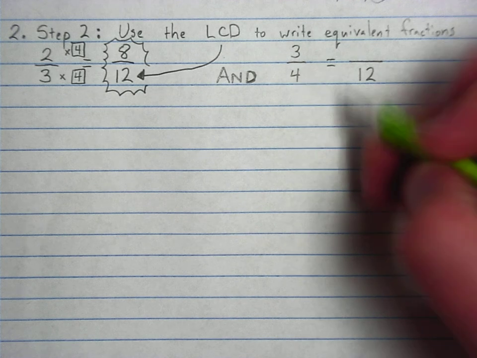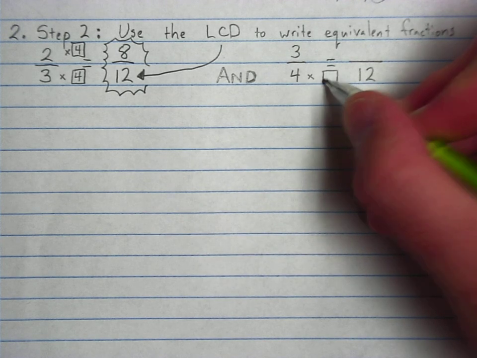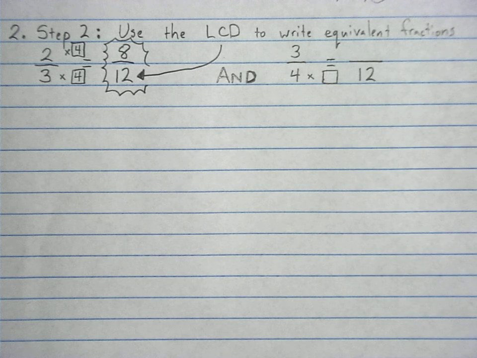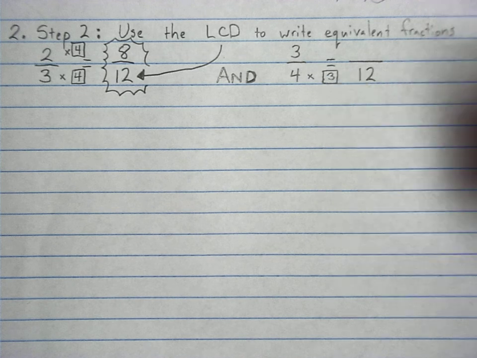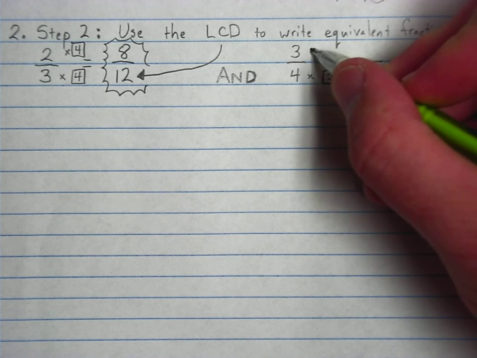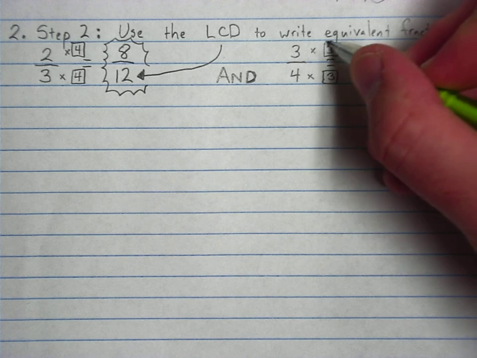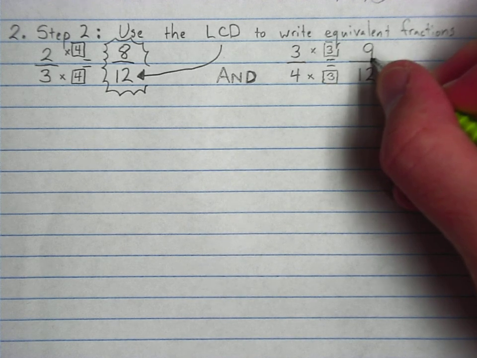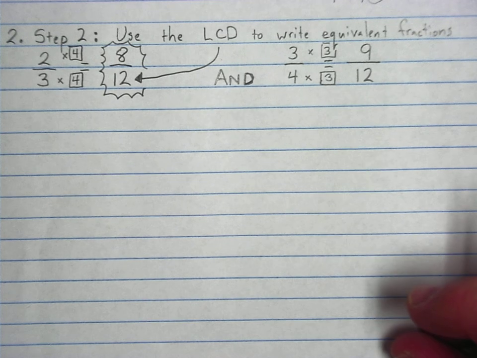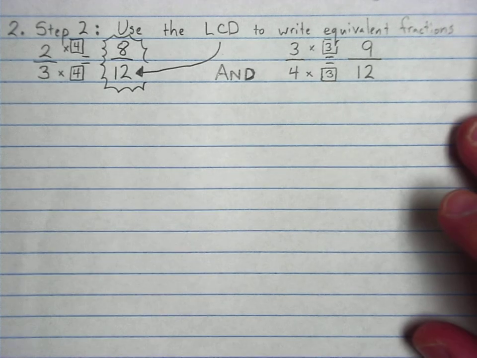I know 4 can be multiplied by a mystery factor to give me 12. That mystery factor, 4 times 3. So if I multiply the denominator by 3, I must multiply the numerator by 3 as well. 3 times 3 is 9. I now have 2 fractions with common denominators that I can combine.